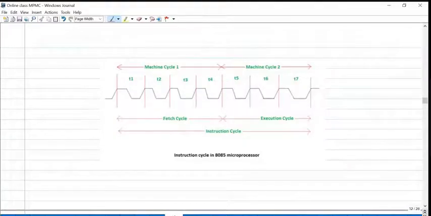So a simple example for instruction cycle. Remember that for all instructions, the first cycle, the first 4 clock pulses, will be utilized for fetching the opcode. Then depending on the instruction, it may involve more than one machine cycle, whether memory read or write, IO read or write. The instruction cycle equals one fetch cycle plus more than one machine cycle. We'll go to the example directly.